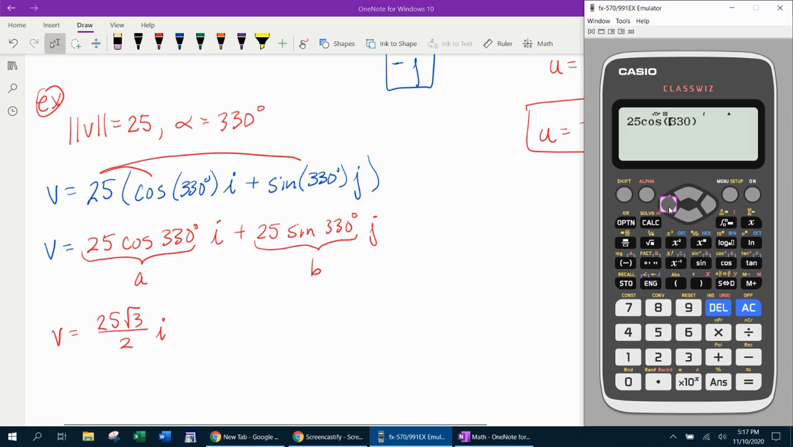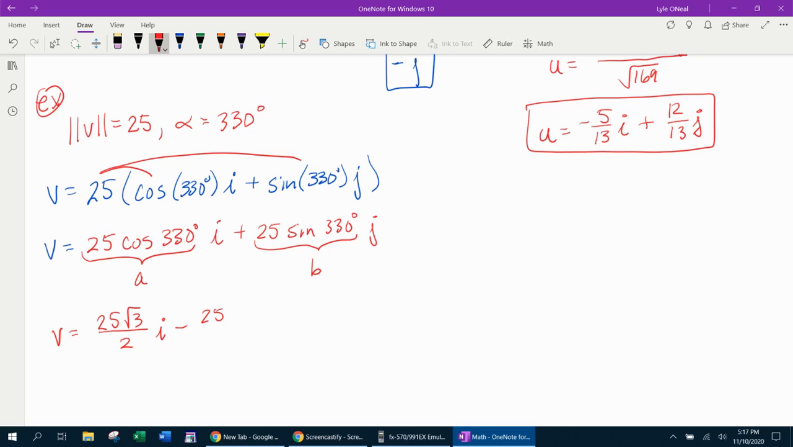And then if we back up and delete and do the sine, negative 25 over 2 will be the j component of the vector. And there's our answer. That is the vector in standard form, ai plus bj. I'd like to give you a little way that you can check and see if you screwed something up here.